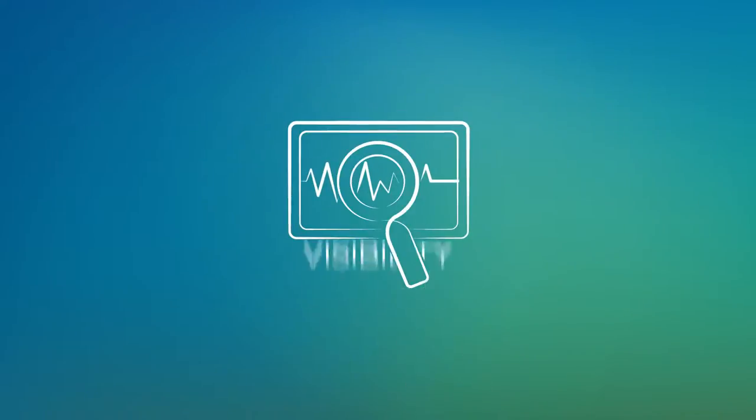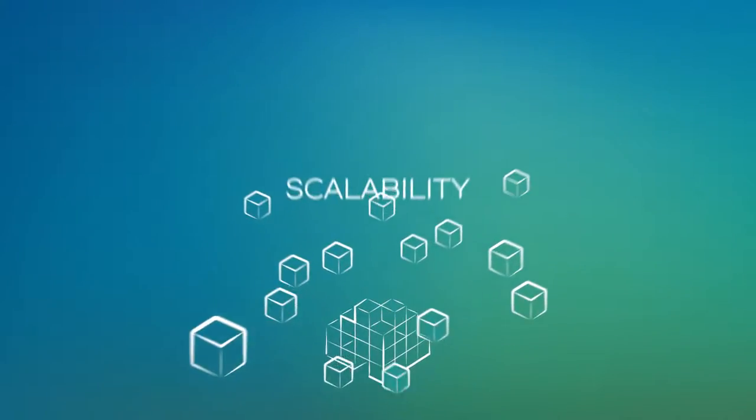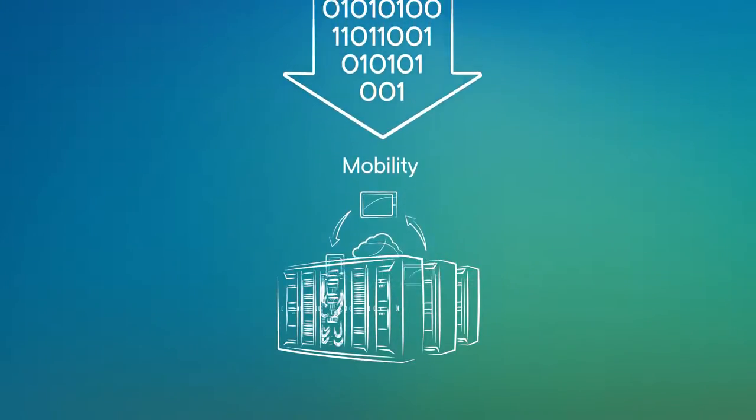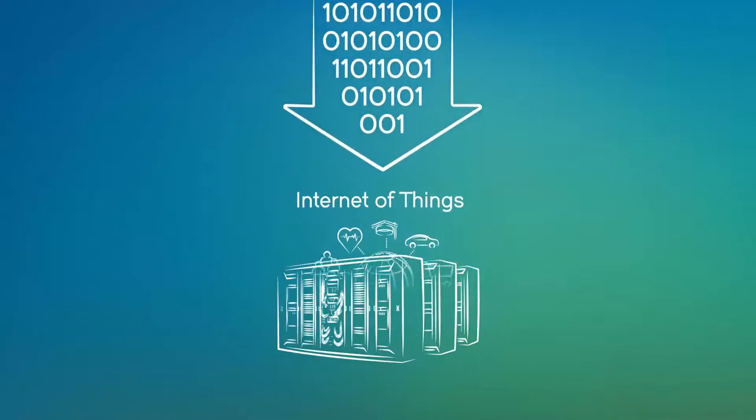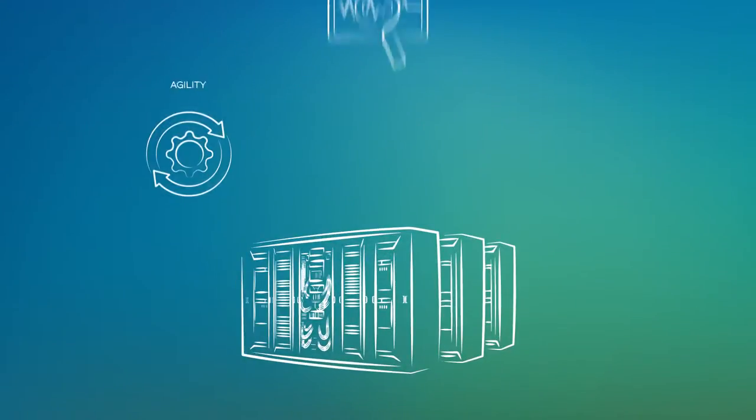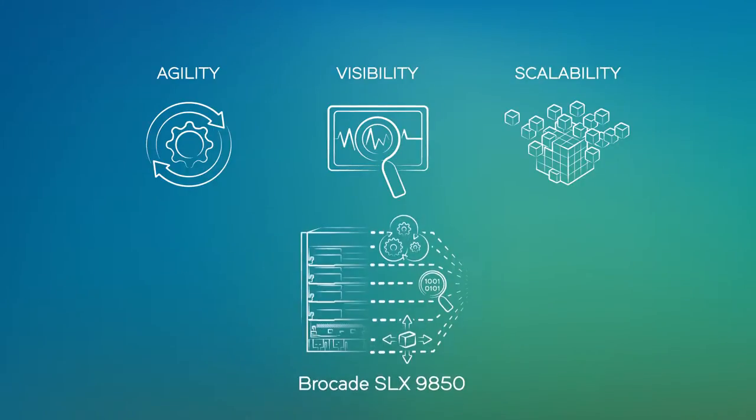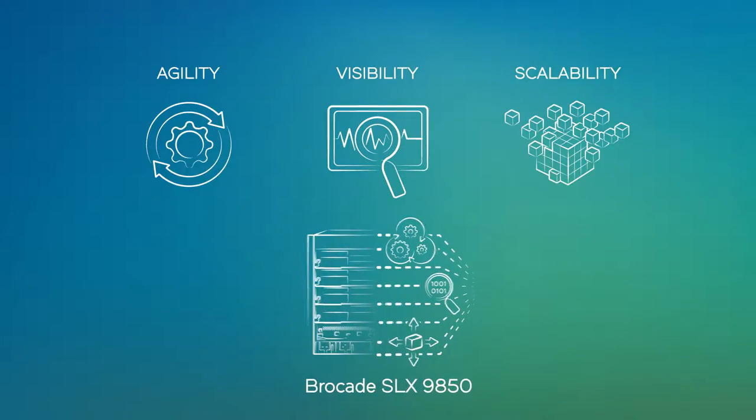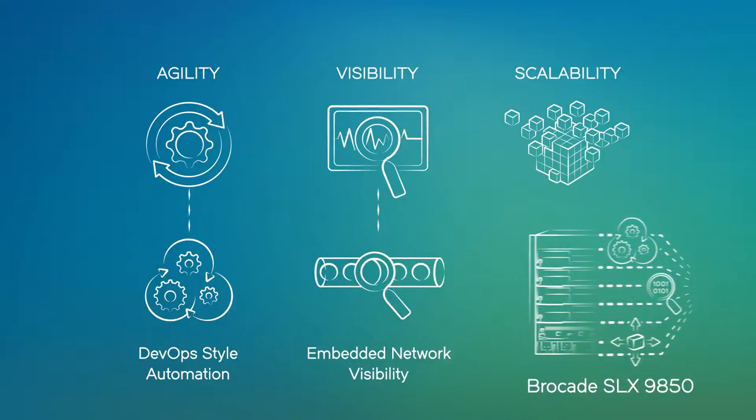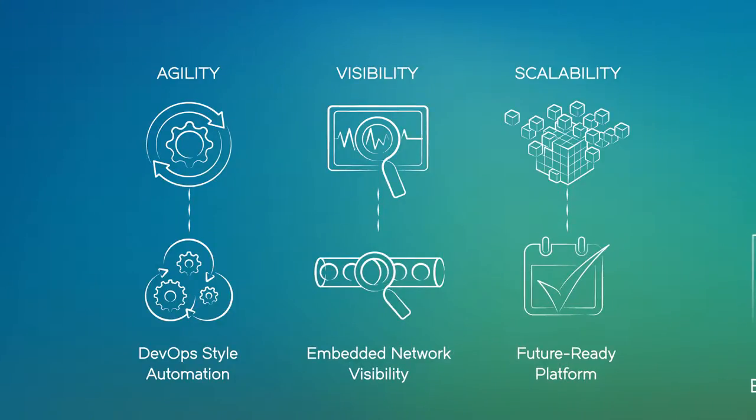Business agility, visibility, scalability for exponential growth. To meet the challenge of video traffic, mobility, and the other forces driving digital transformation, your data center requires all three, which the Brocade SLX routing solution delivers with DevOps-style automation and embedded network visibility in a future-ready platform.